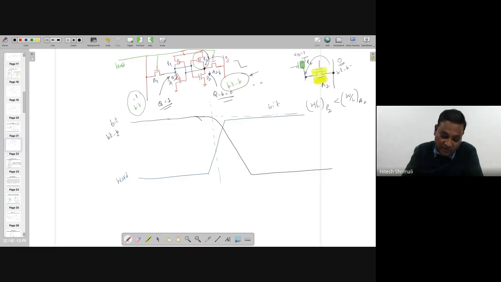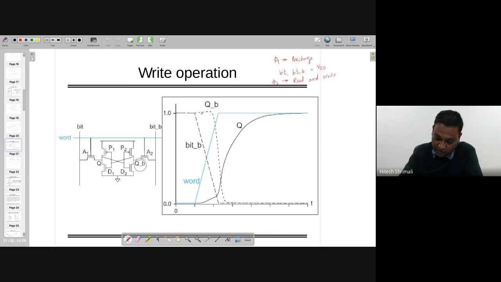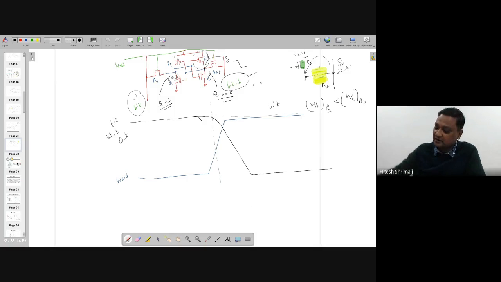So at Q underscore B, you can observe that it's going from 1 to 0 and Q goes from 0 to 1 because of this feedback loop, right? And this is also the same way which we were doing, that P1 and D1 threshold has to be actually set such a way that QB is going to be going from 1 to 0, right? So for doing that, you know what the answer is, right? So this is how you can write the cell.